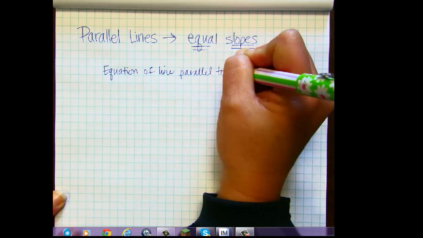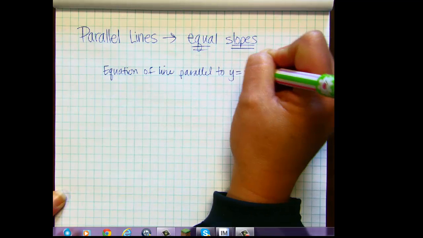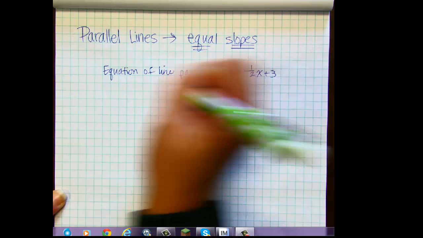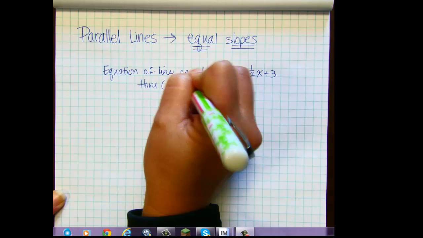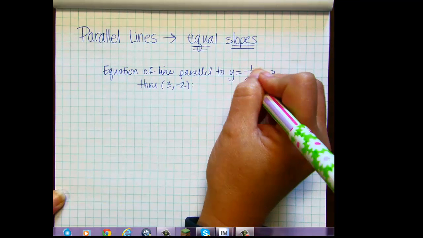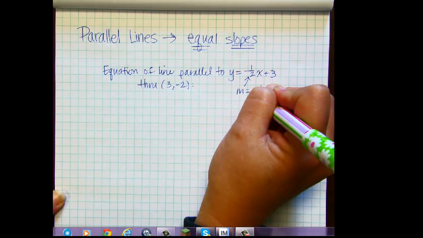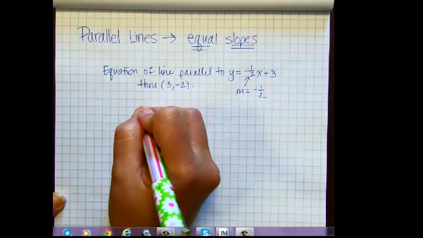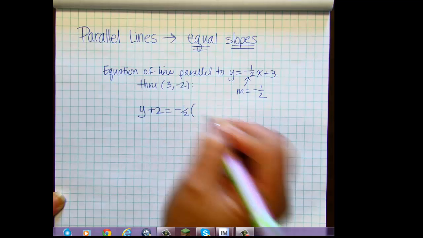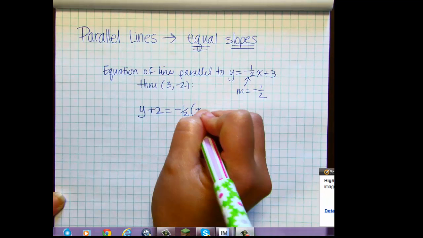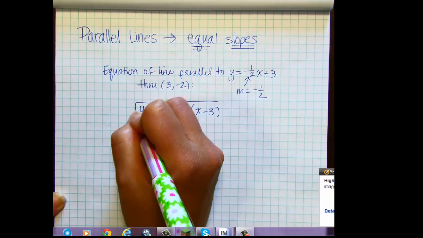So for example, if I want the equation of the line parallel to y equals negative 1/2 x plus 3 that goes through the point 3, negative 2. Well, I have a slope, negative 1/2, and I have a point, 3, negative 2, so I'm going to use point slope form and say y plus 2 equals negative 1/2 times x minus 3, and be done with it.